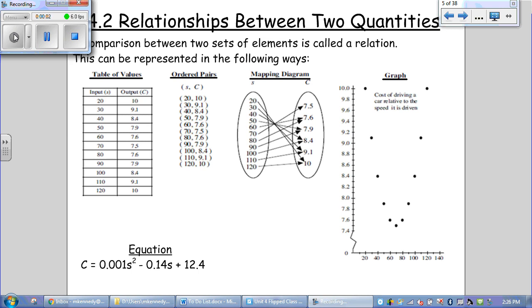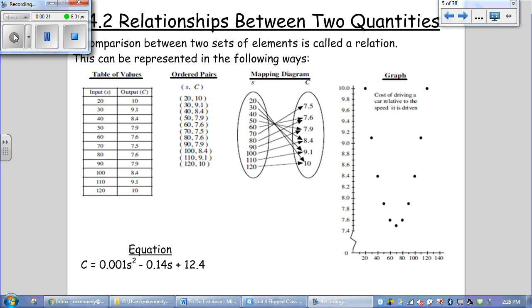Relationships between data. So this is the start of our linear relations unit, where things really start to take off for us. The first thing is understanding that a relation is just comparing two elements. It's taking two things and comparing them somehow. And so that's called a relation.